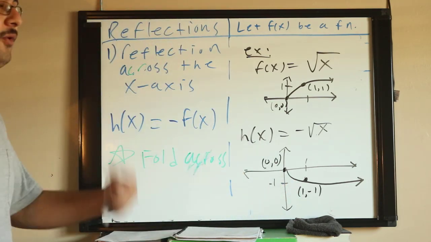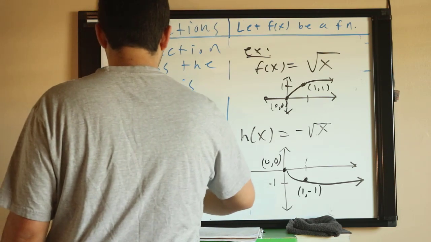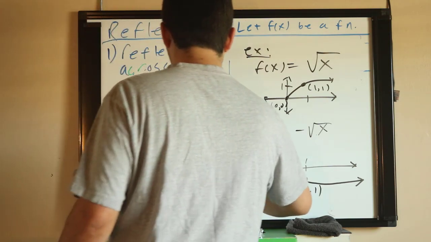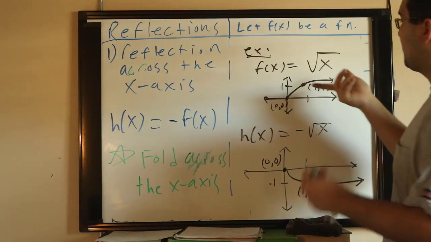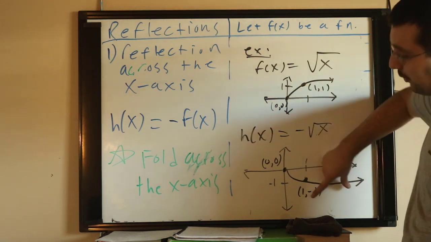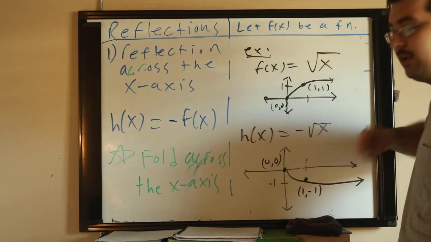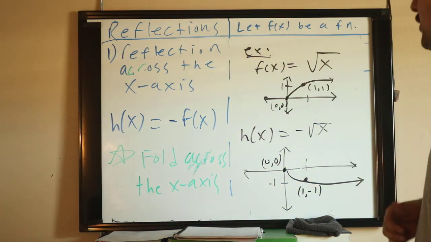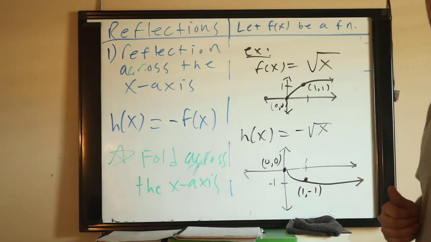Alright, so we just fold across the x-axis. When you're doing a reflection across the x, all you do is you take that original shape and just fold it over across the x-axis. And that is how visually you construct a reflection across the x-axis.